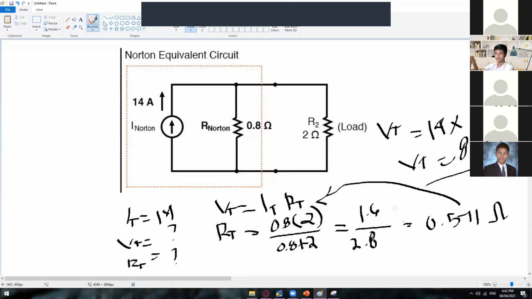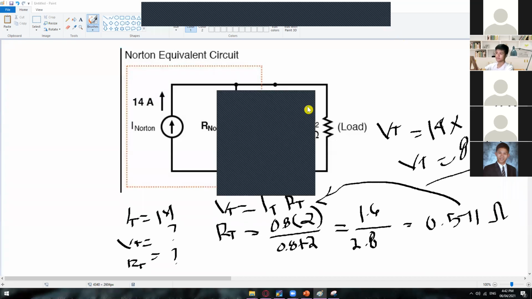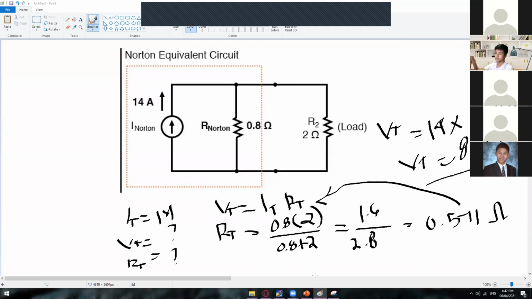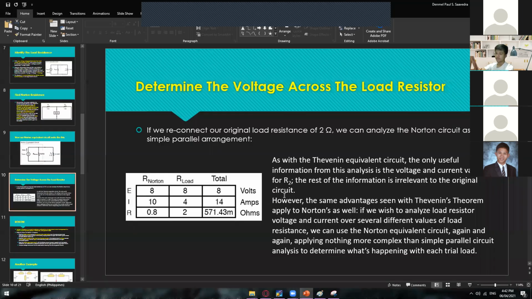Okay. Again, just look for the R total, and then you can now find the V total. If you guys have any questions, just let me know. We now only have 7 minutes.